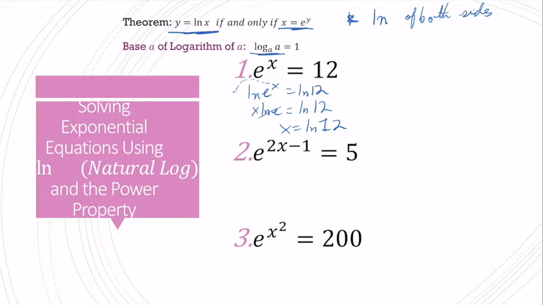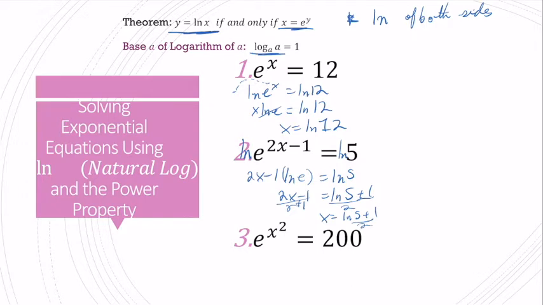For this second problem, I have e to the 2x minus 1 equals 5. Again, I'm going to take the natural log of both sides. I get 2x minus 1 times the natural log of e equals the natural log of 5. I am left with 2x minus 1 equals the natural log of 5. I add 1 to both sides, and then I can divide by 2. That gives me x equals the natural log of 5 plus 1, over 2.